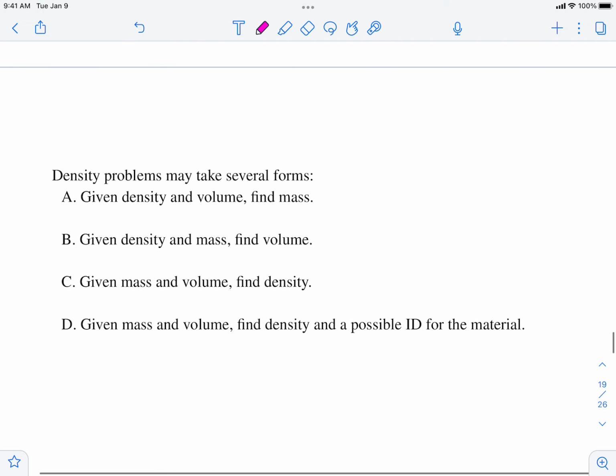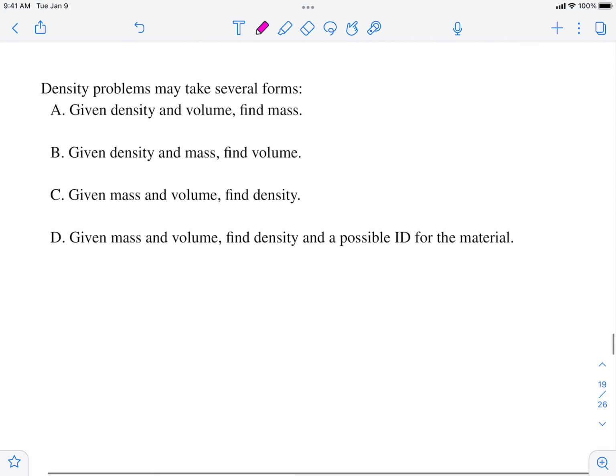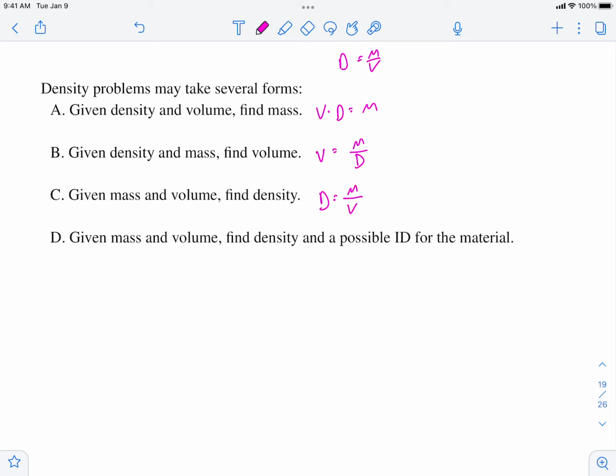Okay. So, what kind of problems are you going to see? Well, you could be given the density and volume, and you'll need to find the mass. So, if we need to find mass, remember we already rearranged that, right? So, we'd say volume times density is how you find the mass. Or you might be given the density and the mass and need to find the volume, right? So, if that's the case, the volume is going to be the ratio of mass over the density. Or you might be given the mass and the volume to find the density, which is our default equation.